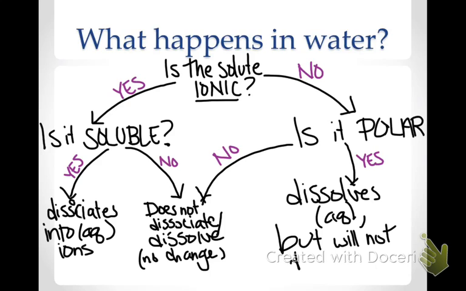The reason it's not going to dissociate is because there are no ions that make this compound up. So it's not going to break into pieces. It's not going to dissociate into ions because these molecular compounds aren't made of ions to break apart.